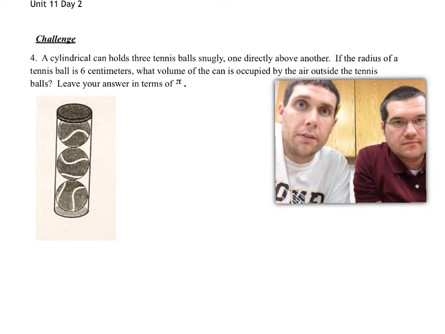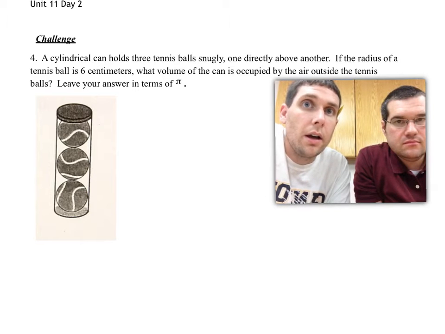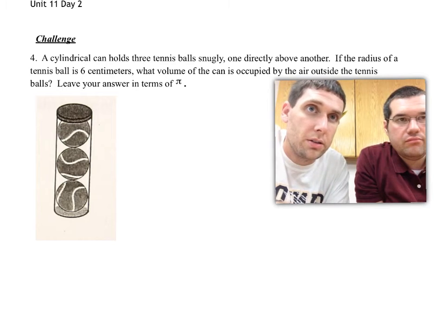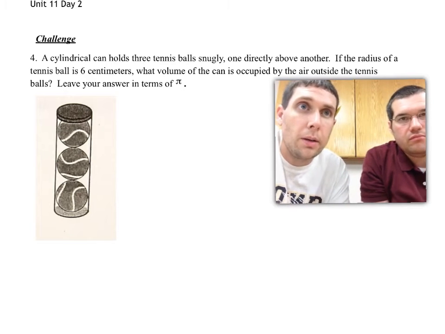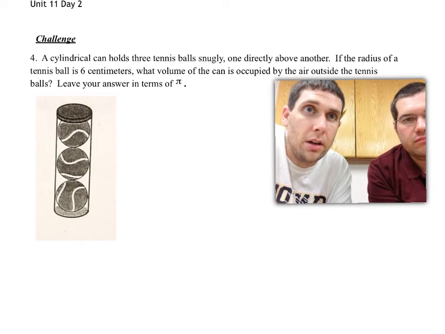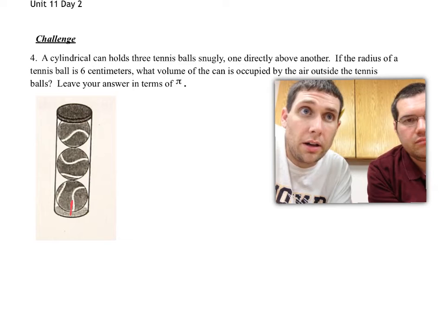We have a cylinder, like a canister full of tennis balls, and there are 3 tennis balls in there. The question says, a cylindrical can holds 3 tennis balls snugly, one directly above another. If the radius of a tennis ball is 6 centimeters, what is the volume of the can? What volume of the can is occupied by the air outside the tennis balls?